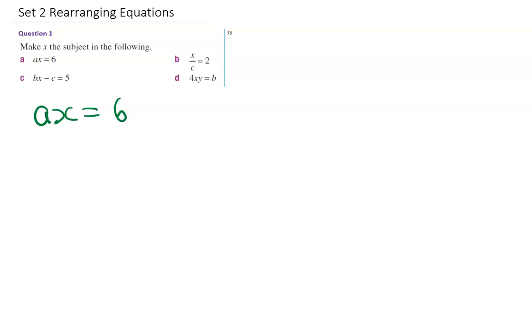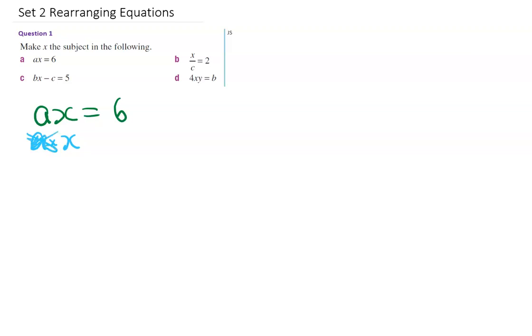Now the question says to make x the subject. Making x the subject simply means I want x on one side equals something. Everything else has got to be on the other side. Okay, I want x all by itself. So what's stopping x at the moment from being by itself? Well, at the moment we've got a times x. So we've got x, but it's multiplied by a.